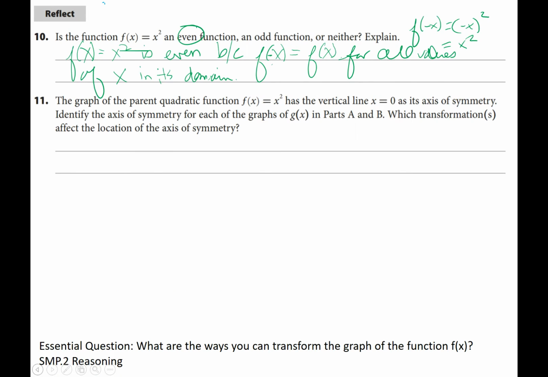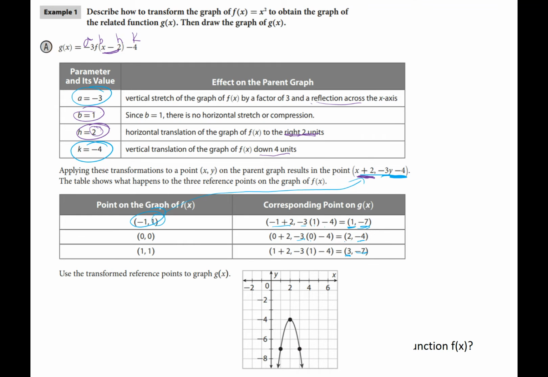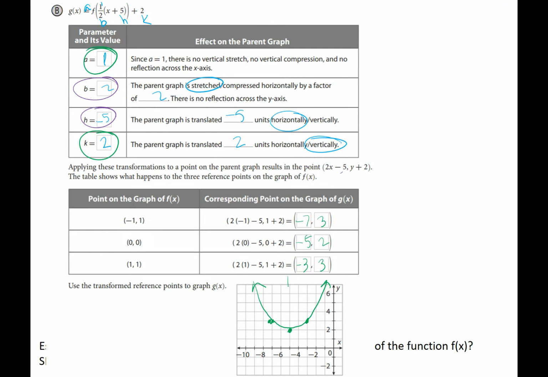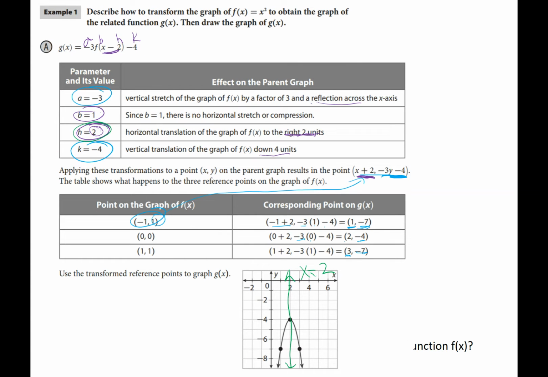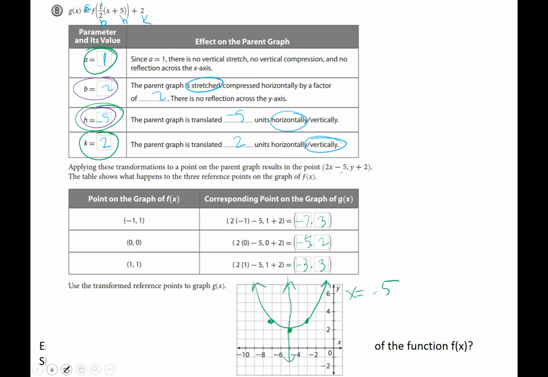So let's read the rest of the question now. Identify the axis of symmetry for the graphs of g of x in parts A and B. Which transformations affect the location of the axis of symmetry? All right, so let's look at graph A. If I look at this axis of symmetry, it looks like it would be at x equals 2. And then in this graph here, it looks like it would be at x equals -5. And again, those happen to match those h values. So it's that horizontal translation that's affecting those changes.